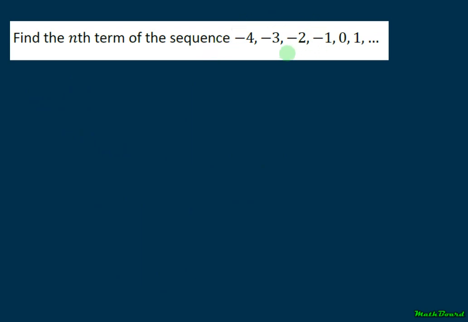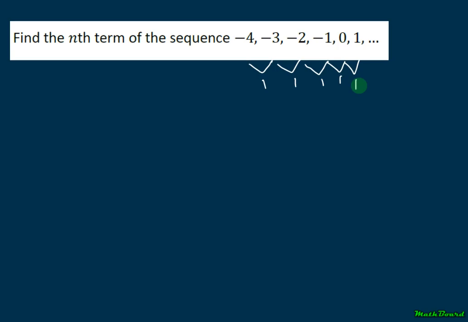As you can see, this is arithmetic because when you subtract -3 and -4, the result is 1, right? -2 minus -3 is also 1. -1 minus -2 is also 1. Then 0 minus -1 is 1. And this is also 1.